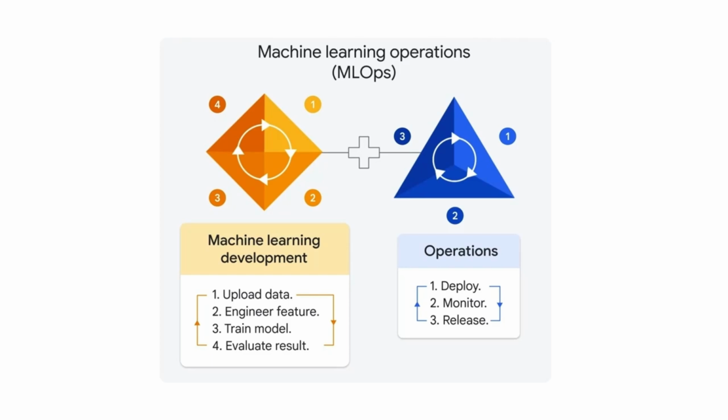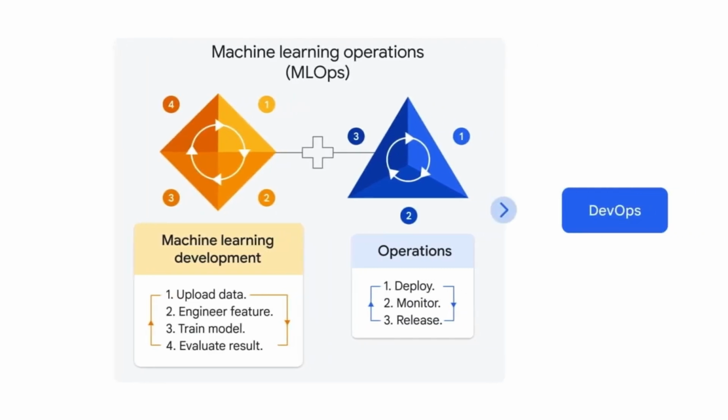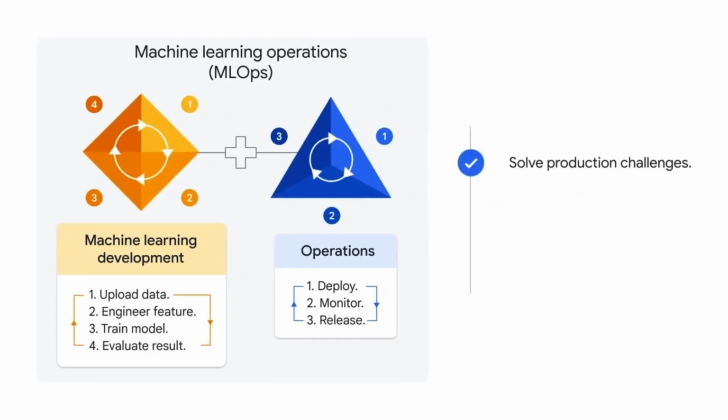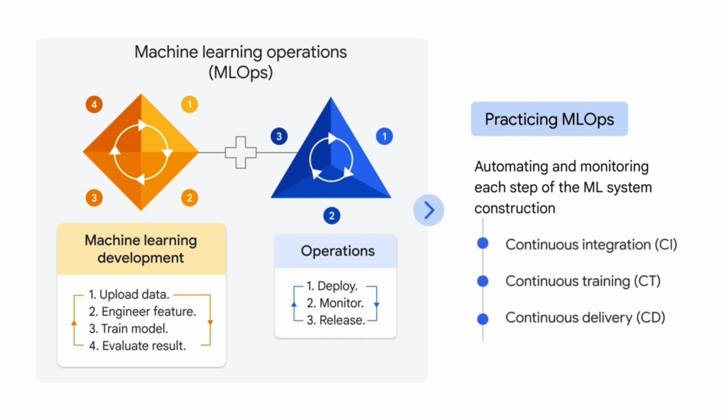Machine learning operations, or MLOps, play a big role. MLOps combines machine learning development with operations and applies similar principles from DevOps, or development operations, to machine learning models. MLOps aims to solve production challenges related to machine learning. In this case, this refers to building an integrated machine learning system and operating it in production. These are considered to be some of the biggest pain points by the ML practitioners community because both data and code are constantly evolving in machine learning. Practicing MLOps means automating and monitoring each step of the ML system construction and operating it in production to enable continuous integration, training, and delivery.